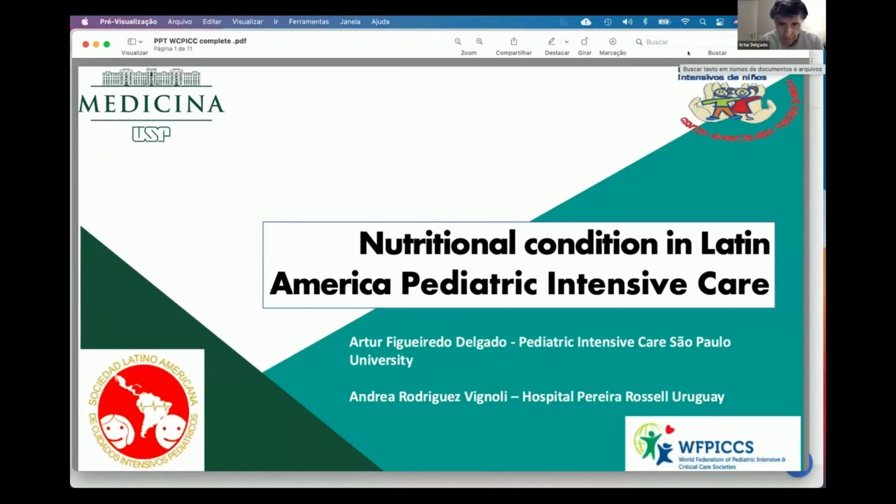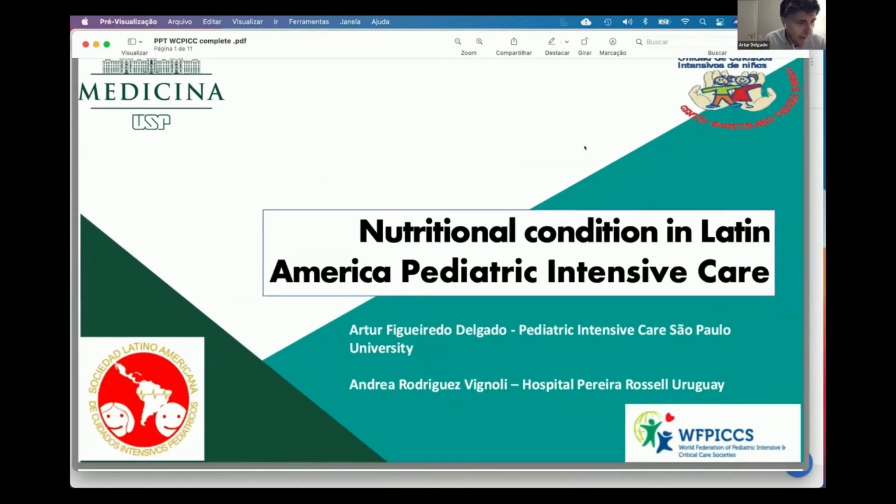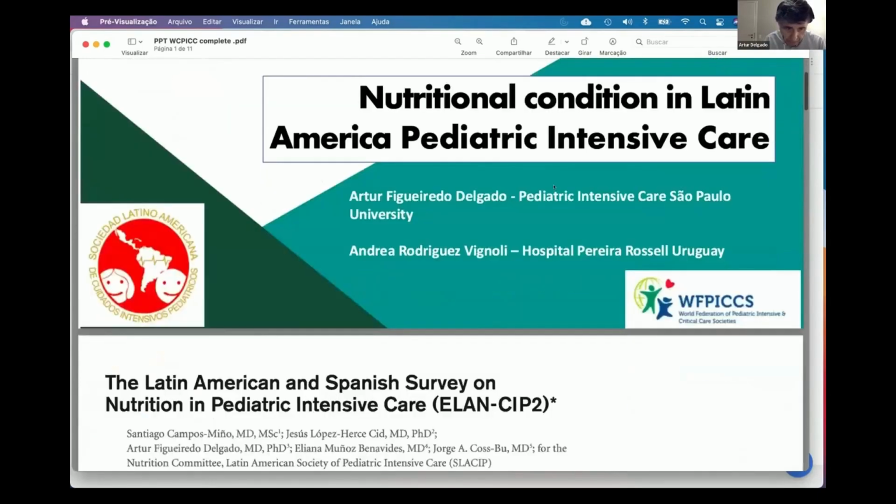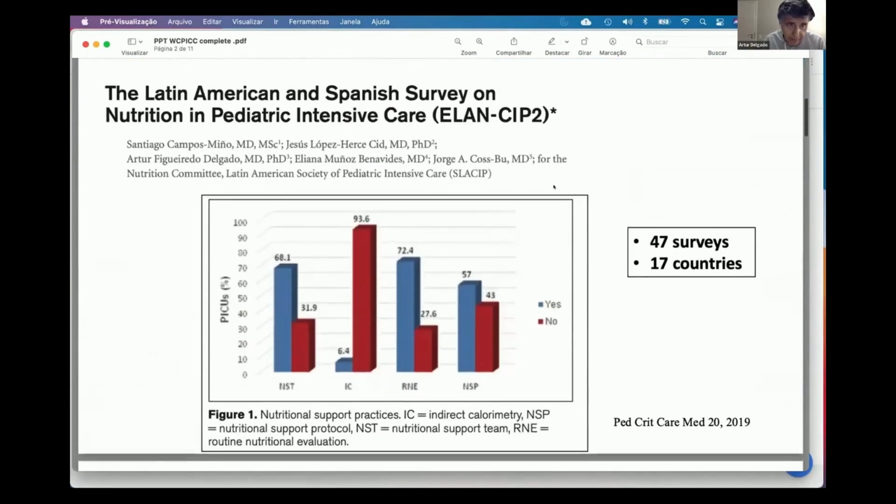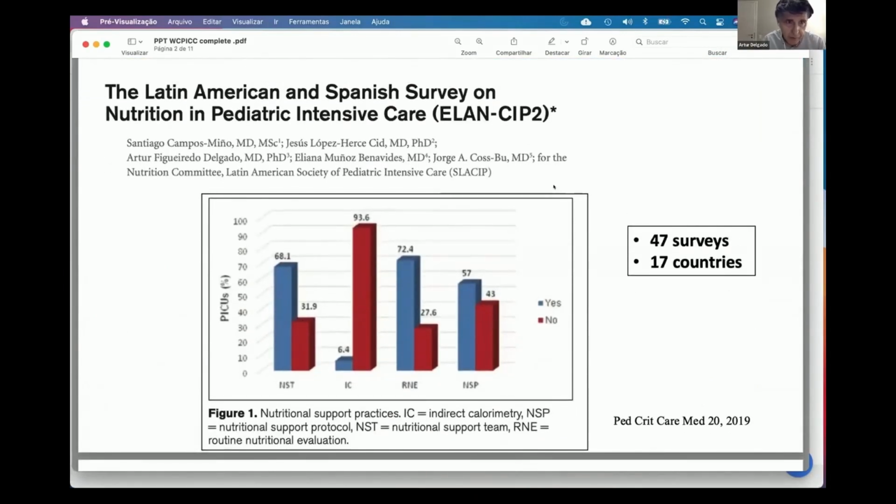I am Arthur Delgado and Andrea Rodrigues Vinoli. We are going to present on these 2 studies performed in Latin America to characterize the practice of nutritional support in Latin America. The first one is the Latin American Spanish Survey on Nutrition Pediatric Intensive Care. This study comprised a survey with a questionnaire sent to Latin American Society of Pediatric Intensive Care members.